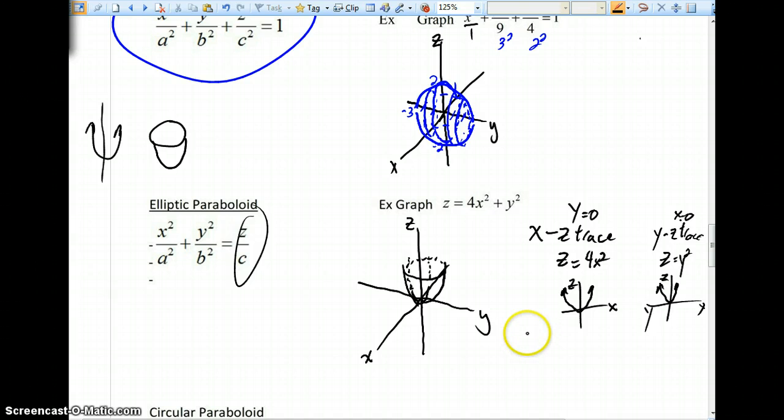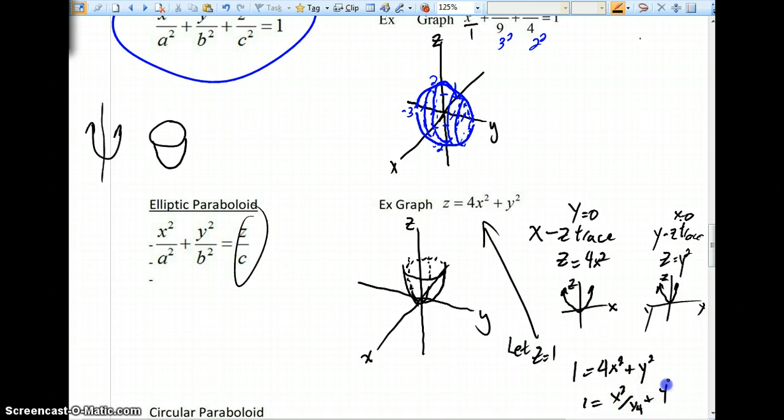I do want to make one more comment. Something that you could do is you could let z equal 1. If z is equal to 1, you get 1 is equal to 4x squared plus y squared. This would be 1 equals x squared all over 1/4 plus y squared all over 1. This is an ellipse. Your x direction would be 1/2.